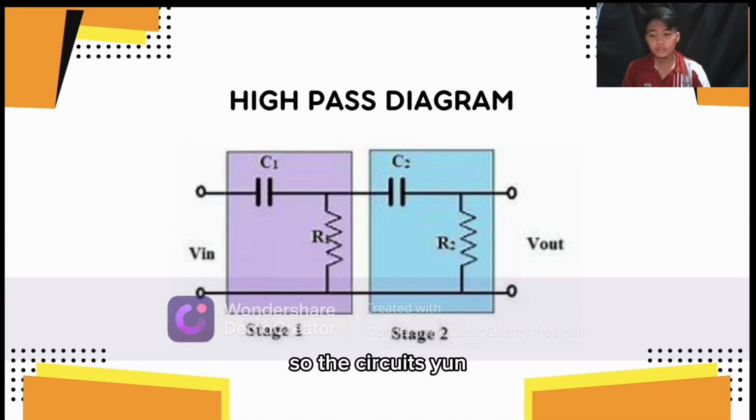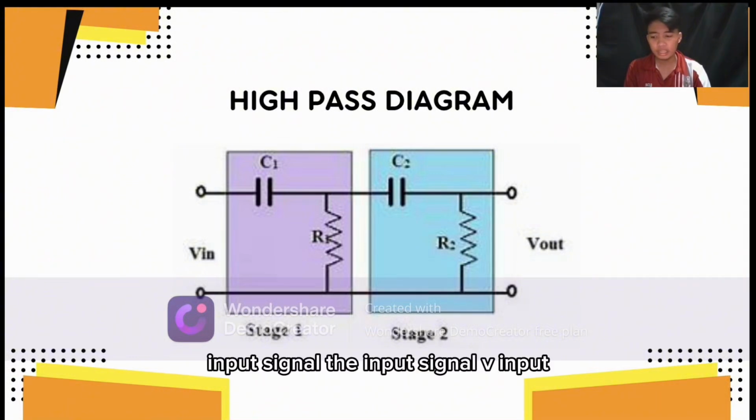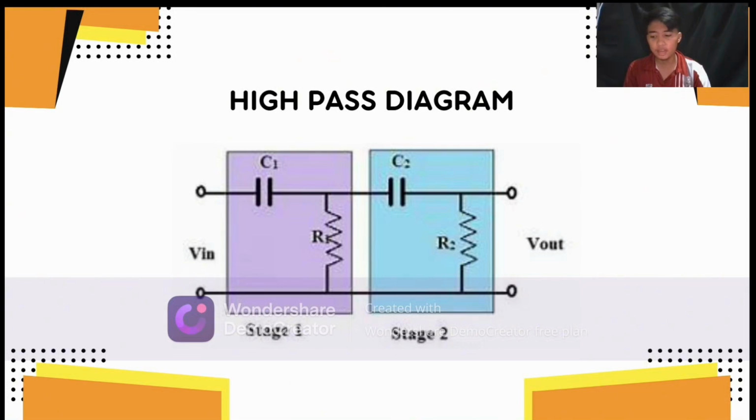So the circuit shown is a two-stage high-pass filter. Each stage consists of a resistor R1 and R2 and a capacitor C1 and C2. High-pass filters allow high-frequency signals to pass through while attenuating low-frequency signals. And in stage 1, the input signal V input is applied across the capacitor C1.